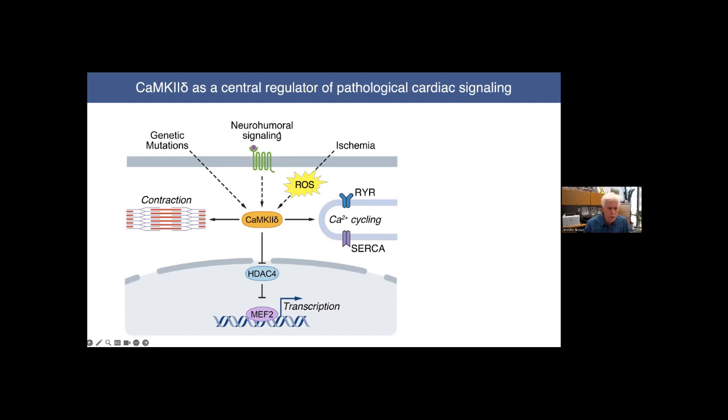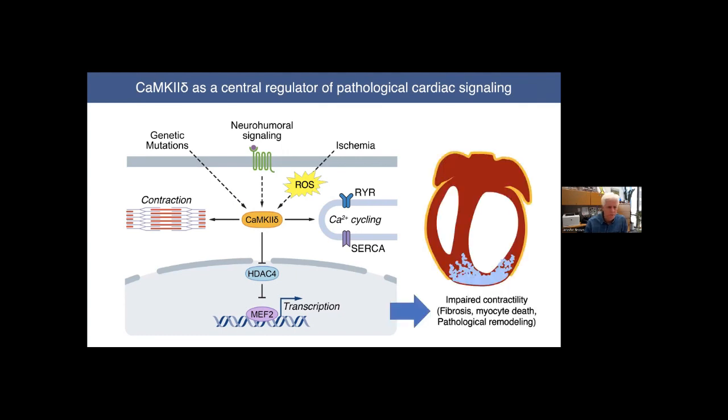Our work and others showed that when CAMK2 delta, the dominant CAMK isoform in the heart, is activated by ischemia, by neurohumoral signaling, and other stresses, it leads to dysregulation of contraction, calcium cycling, and importantly, transcription, where we and others showed that CAMK2 is the key trigger for pathologic transcription through its repressive activity of the histone deacetylase HDAC4. So this was the proof of concept pathway that we wanted to test our ideas on. And ultimately, this pathway, when pathologically activated, as most or all of you know, leads to many pathological downstream consequences in the heart.